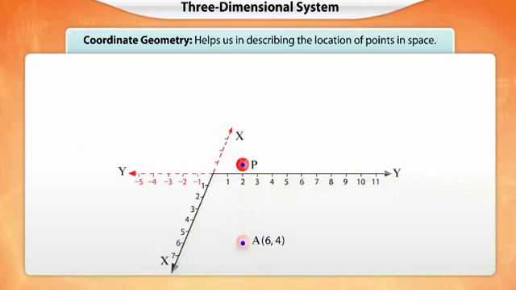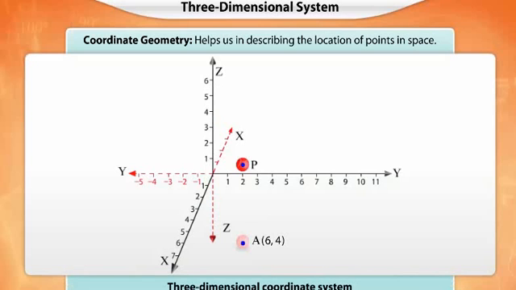In order to measure this distance, we draw a third number line known as the z-axis perpendicular to both x and y axes as shown. This gives rise to a three-dimensional coordinate system. We can see that the point is at a distance of 5 units from the xy plane. So, in order to reach this point, we need to move 6 units along the positive x-axis, 4 units along the positive y-axis, and then 5 units along the positive z-axis.